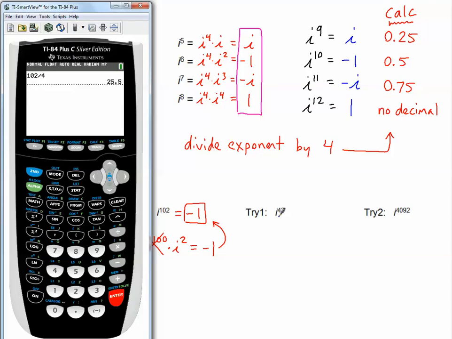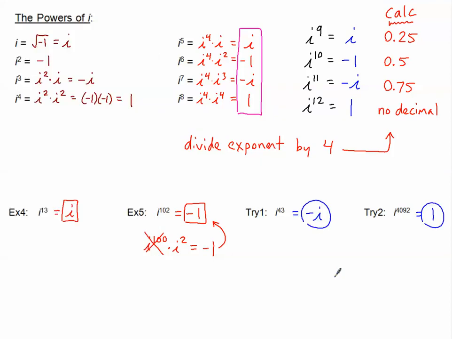So we look at this one, i to the 43rd, and we look at this one, i to the 4092. I'd like for you to do these 2 tries by yourself. Use your calculator or use your pattern of 4s and figure them out. Pause now, and I'll come back and check the answers. Thanks for pausing and trying these by yourself.